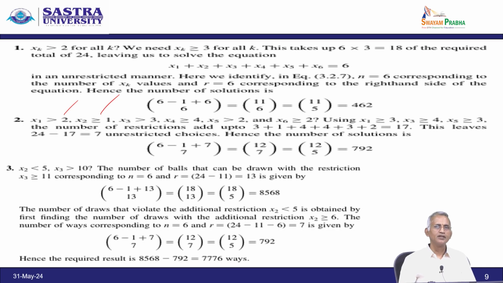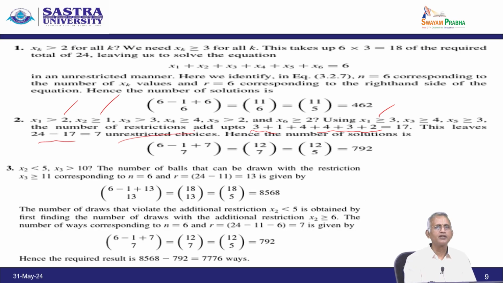Another case. Now, using x1 is greater than or equal to 3 and x3 is greater than or equal to 4, x5 greater than or equal to 3, the number of restrictions add up to 3 plus 1 plus 4 plus 4 plus 3 plus 2 equal to 17. Check it out in the equation. First 3, 1, 4, 4 substitute, 3 substitute in the equation. So, 17 will come. So, this leaves totally 24 minus 17 equal to 7 unrestricted choices.